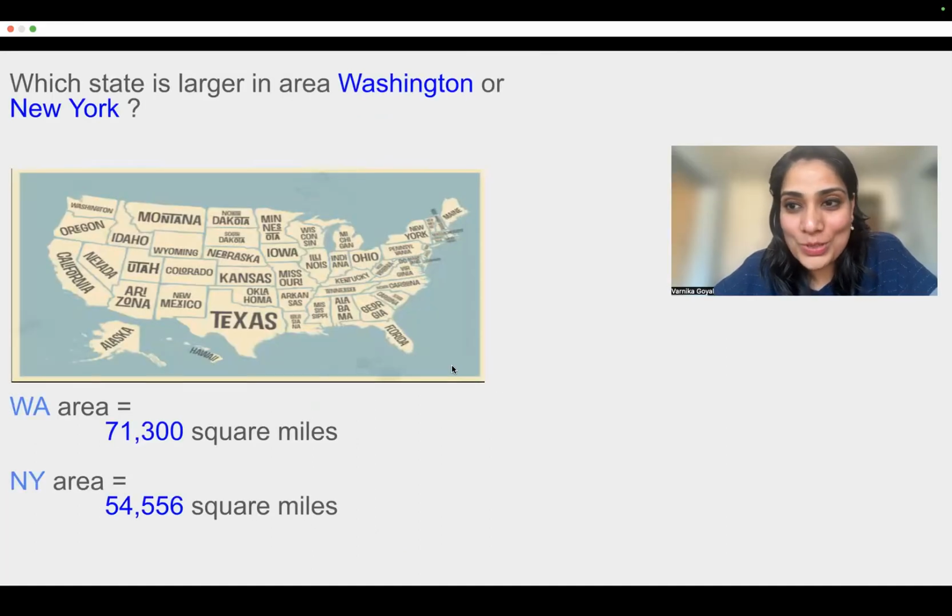But now that you know how to compare large numbers, do comment and let me know which state is larger. Is it Washington or New York? I would also like to encourage parents to consider these large numbers and bring up with the kids the scenarios where these large numbers can be compared and maybe estimated.